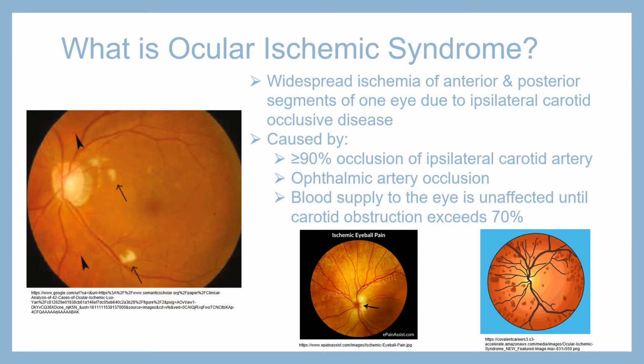Ocular ischemic syndrome is a widespread ischemia of the anterior and posterior segments of one of the eyes because of ipsilateral carotid occlusion. This will present itself with 90% or more occlusion of the cross-sectional area of the ipsilateral carotid artery. An ophthalmic artery occlusion is another possible cause of ocular ischemic syndrome. And the blood supply to the eye would be unaffected overall until the carotid obstruction exceeds 70%.